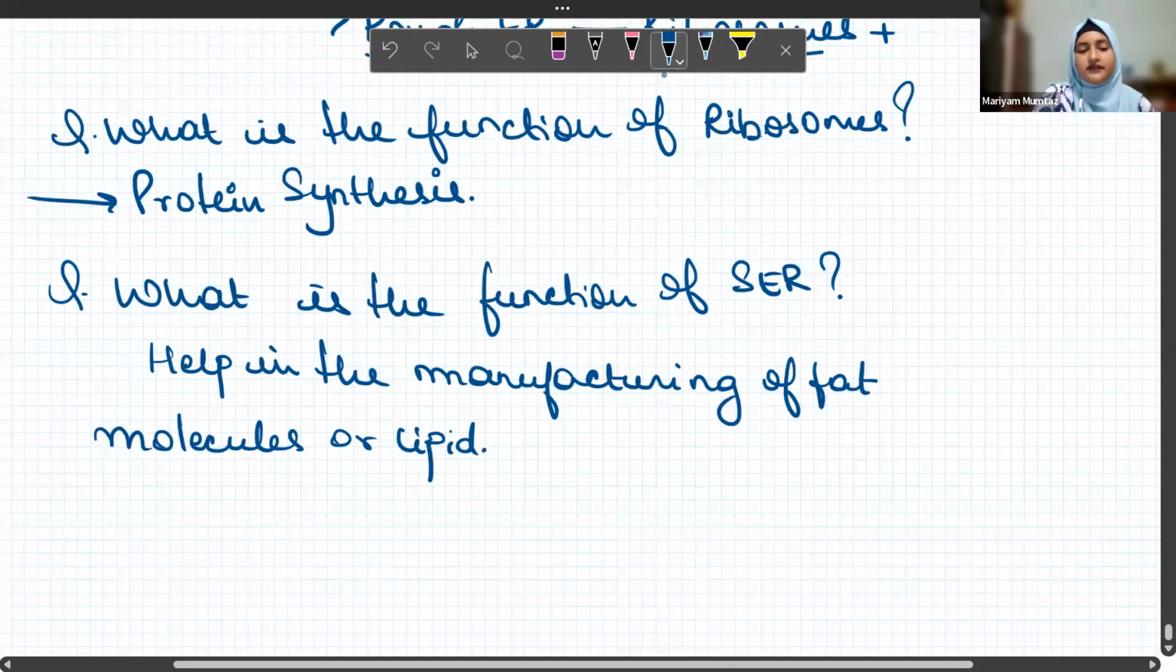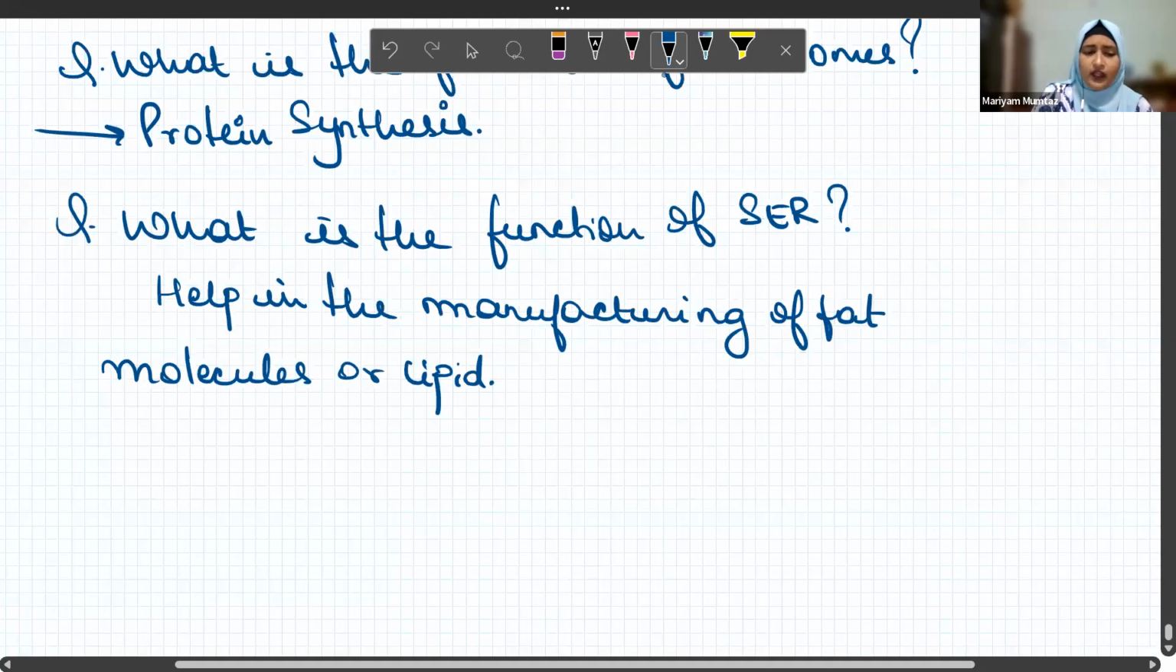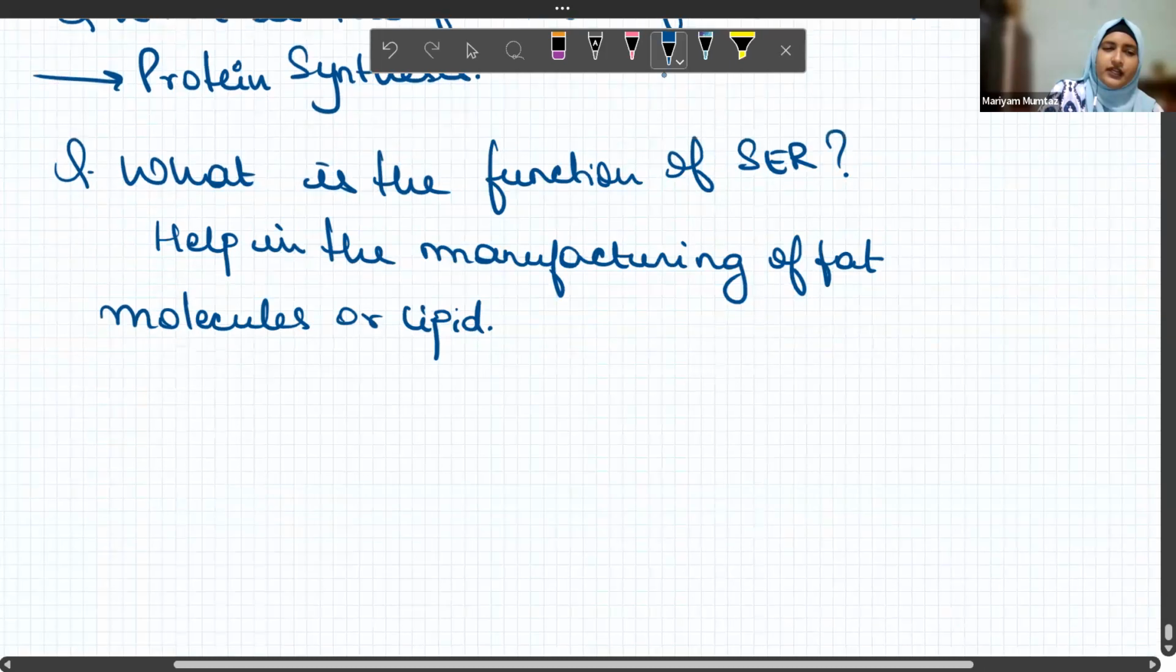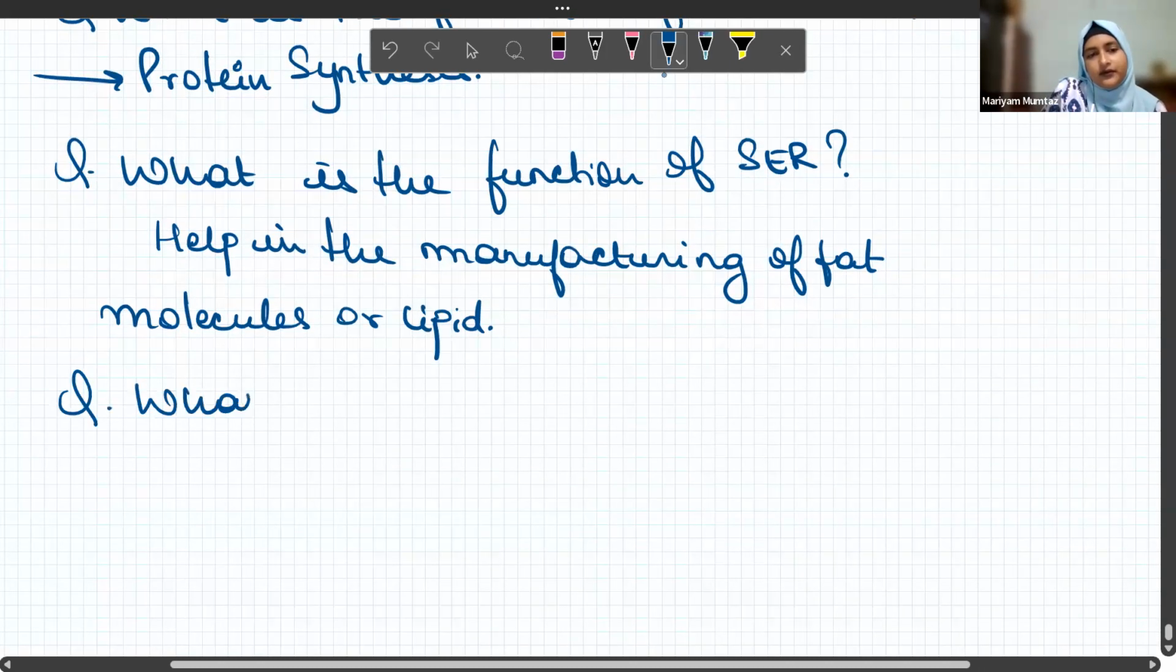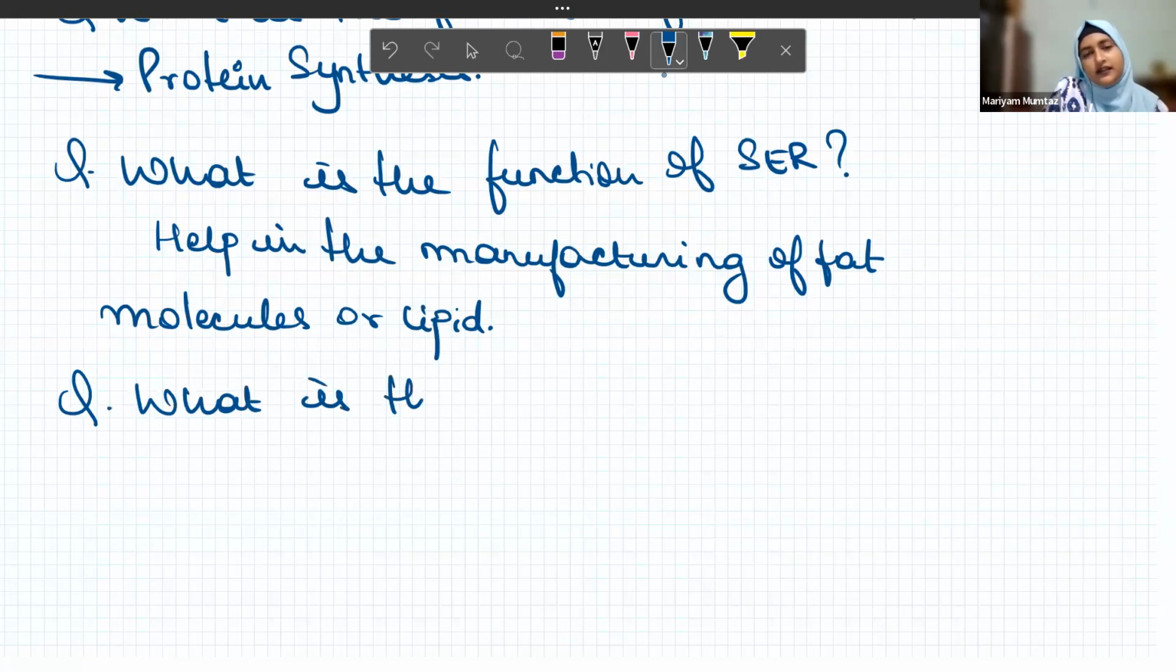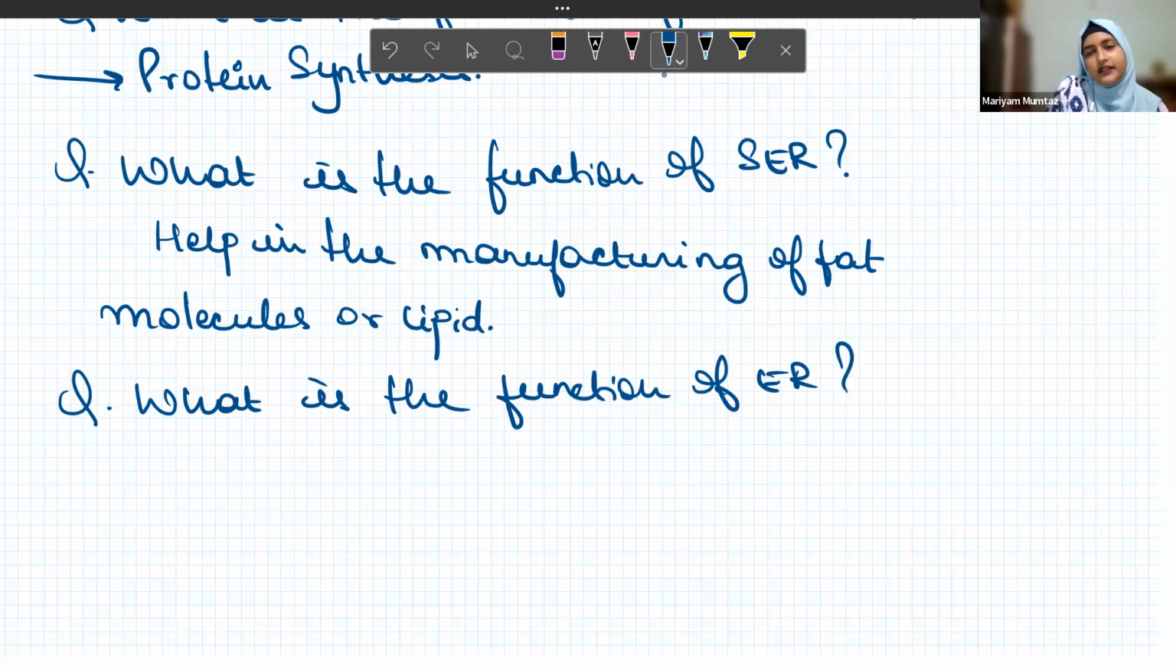And what is the function of endoplasmic reticulum? Can you tell me the function of endoplasmic reticulum?